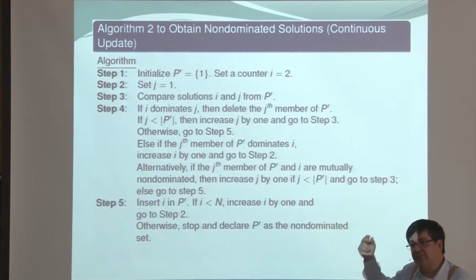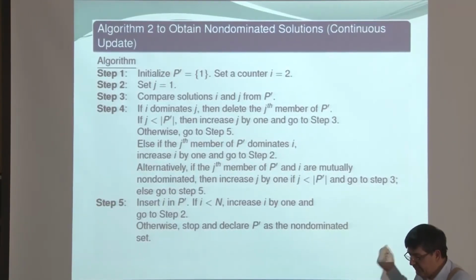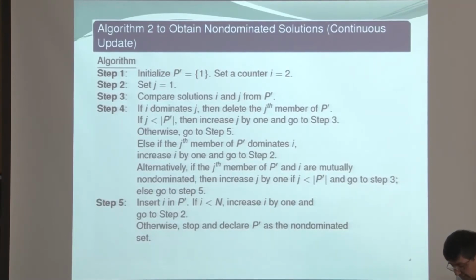Now i is equal to 9 and j is equal to 1. But at this point, solution 9 doesn't dominate the first solution in P prime. But the first solution in P prime dominates solution 9. So solution 9 doesn't get into the set. So we move to i equals 10, the last solution. j is equal to 1.